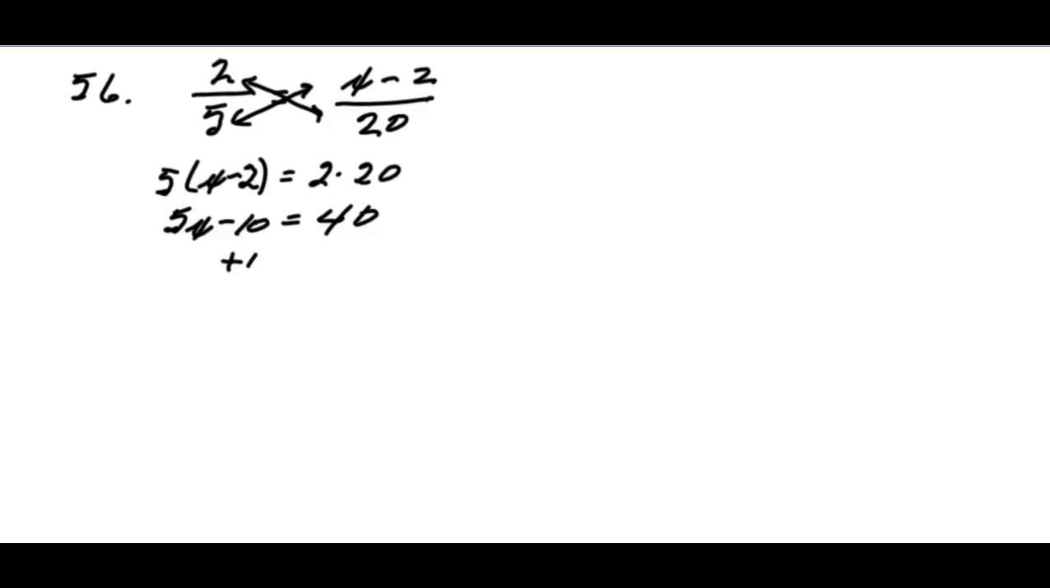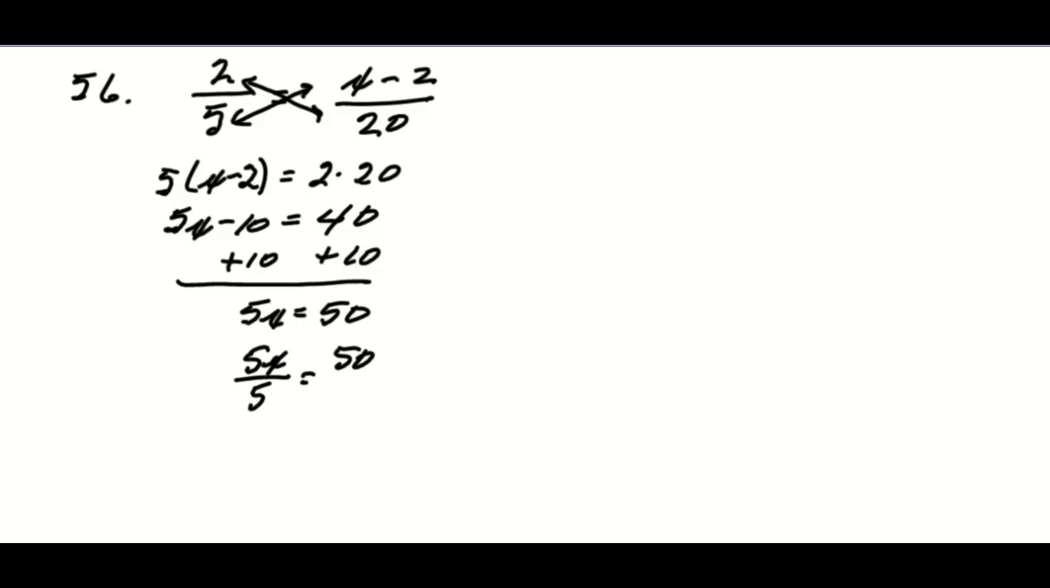Now, if I add 10 to both sides, what I get is 5x equals 50. And then I take the 5x, divide by 5, equals 50 divided by 5, and I get x equals 10. So that was pretty simple and straightforward. If we take a look at number 64 now, this one's a little bit different in that we get 3 over x minus 3 equals 4 over x minus 5.